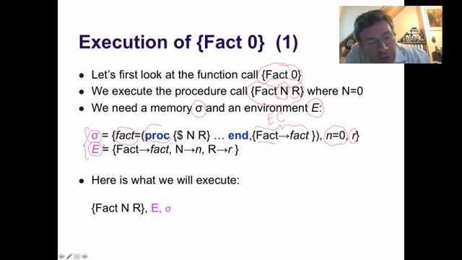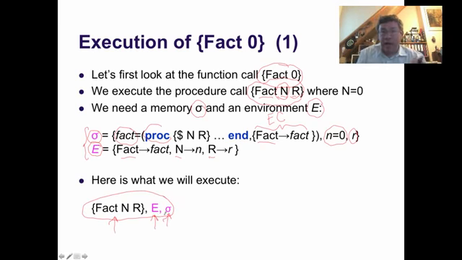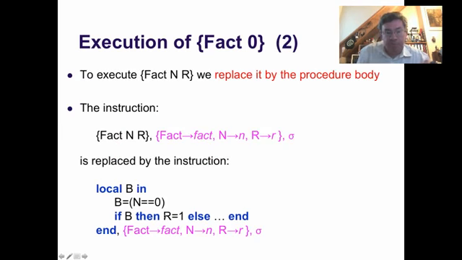The second part is the environment. We have 3 things, fact, n, and r, which are just the 3 identifiers in our call. Okay, now we can finally execute. So what we're actually going to execute is the instruction combined with an environment and a memory. So that is what we're going to execute.